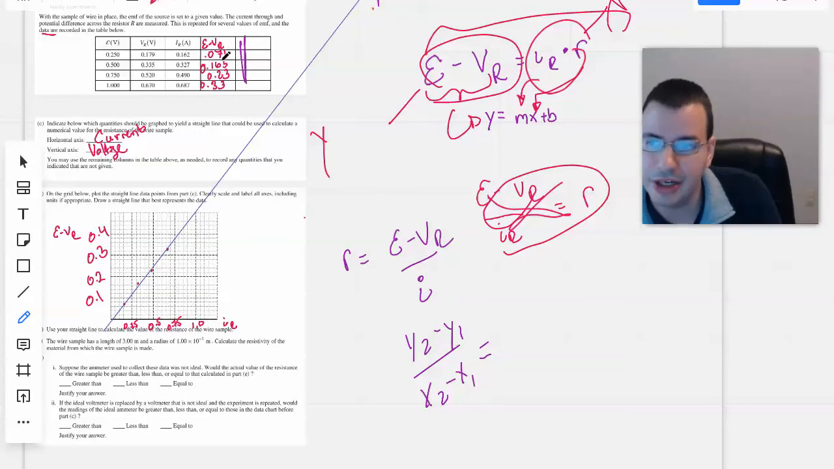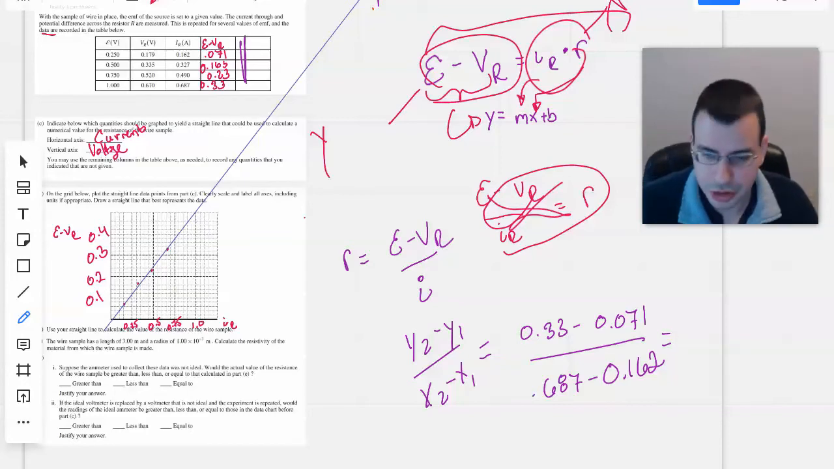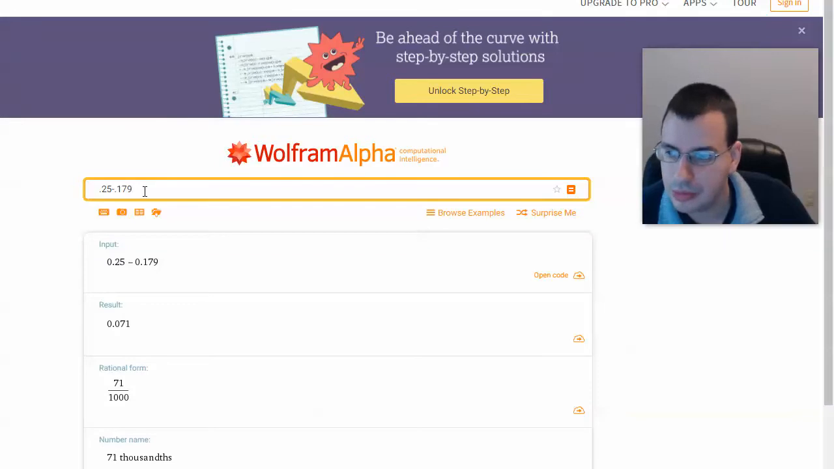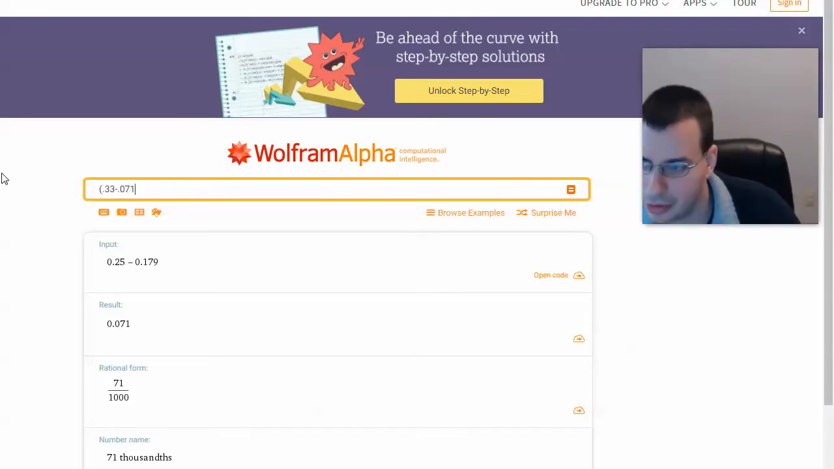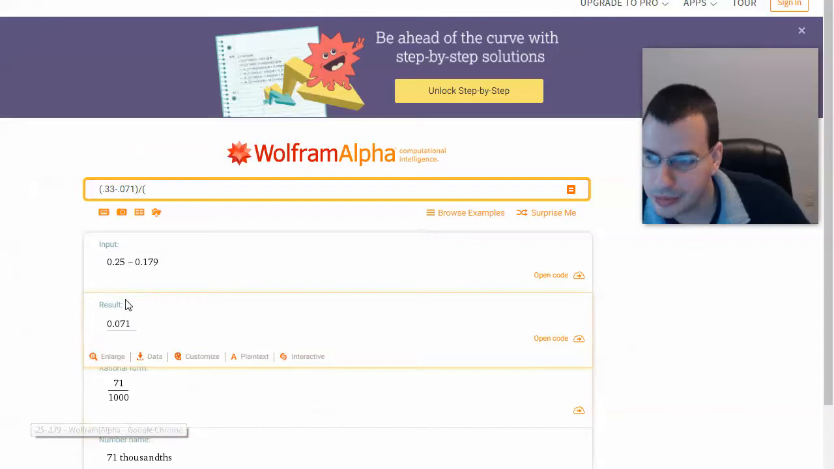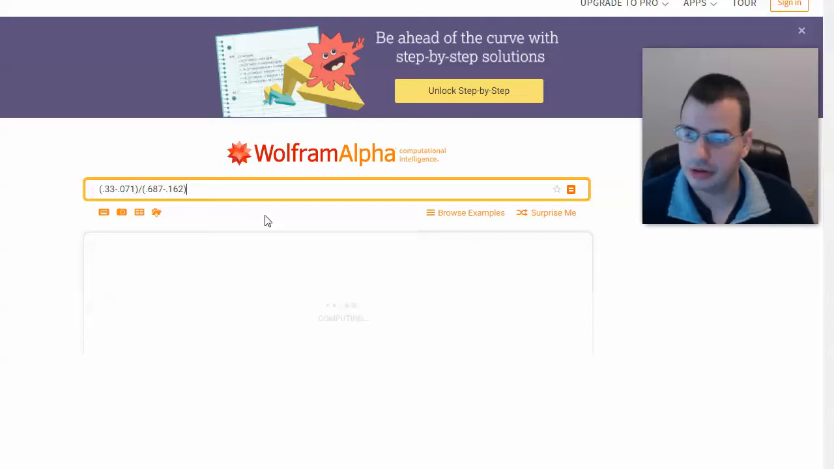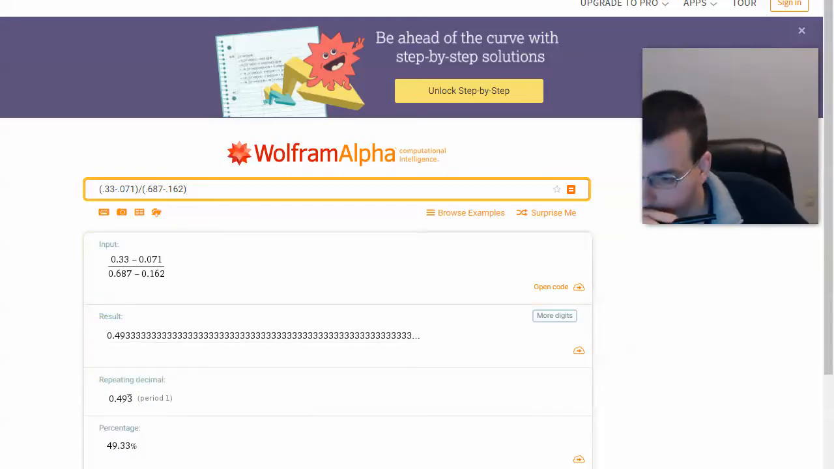So up here, I filled in E minus VR. So I'll use the biggest one, which is 0.33, minus the smallest one, which is 0.071, over 0.687 minus 0.162. And hopefully that'll give us a positive number. All right, so 0.33 minus 0.071, divided by quantity 0.687 minus 0.162. And that should give us a number, and that number is 0.49. Actually, I'll go with 0.5.